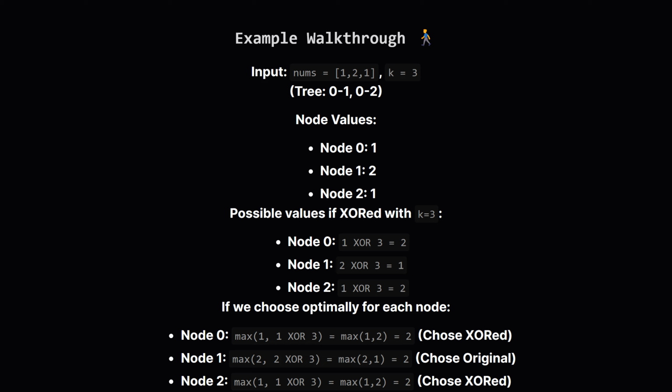Node 0 has value 1. 1 XOR 3 is 2. Node 1 has value 2. 2 XOR 3 is 1. Node 2 has value 1. 1 XOR 3 is 2.